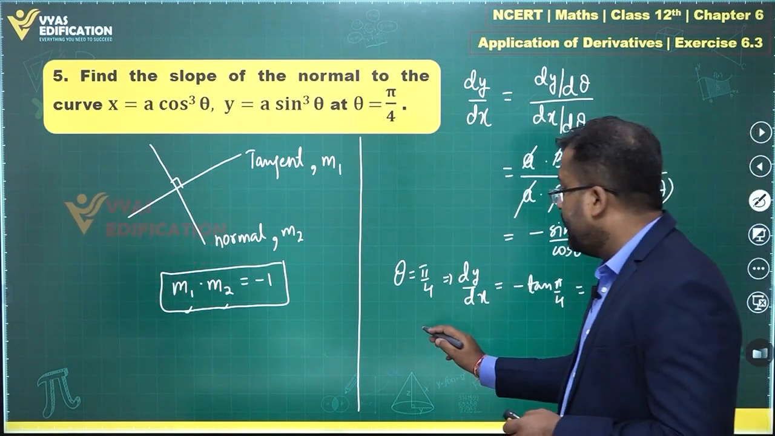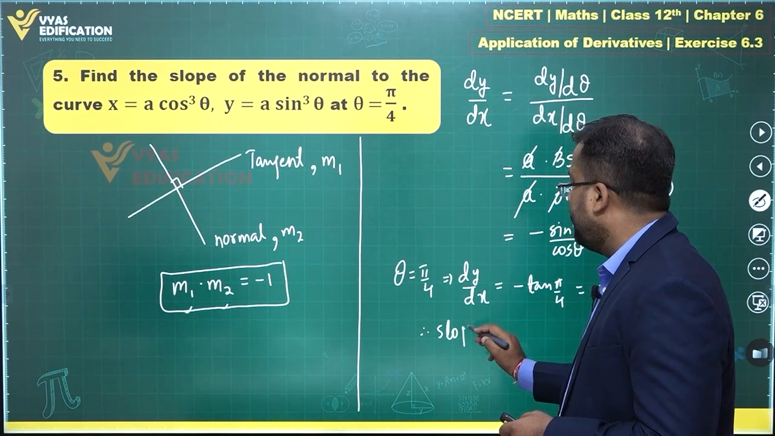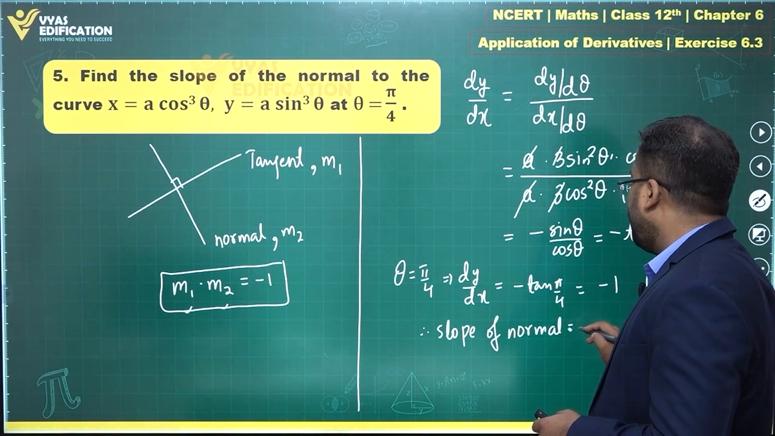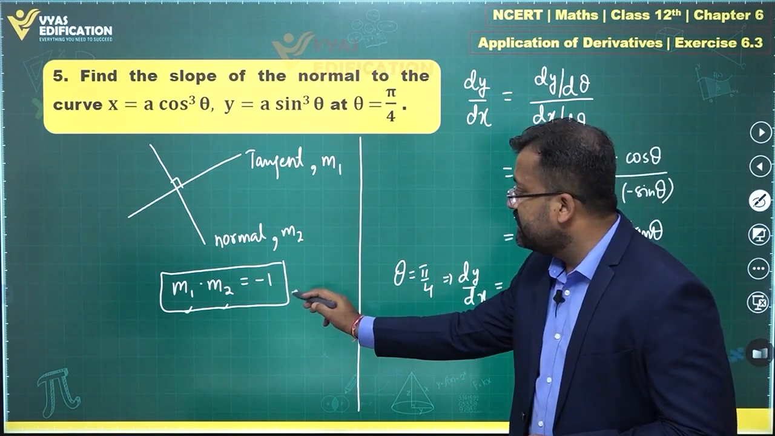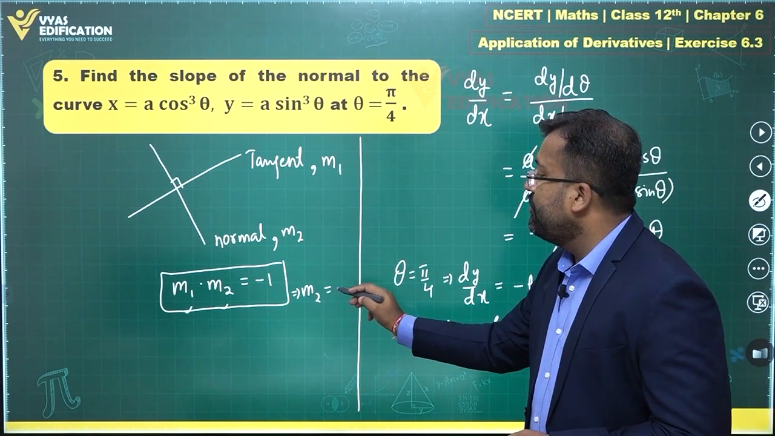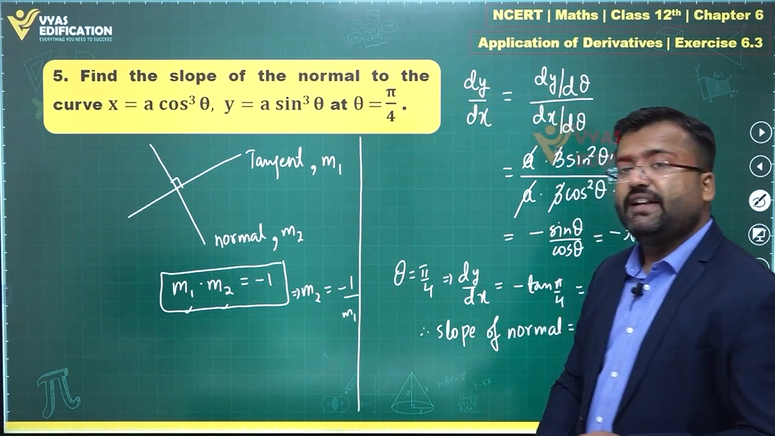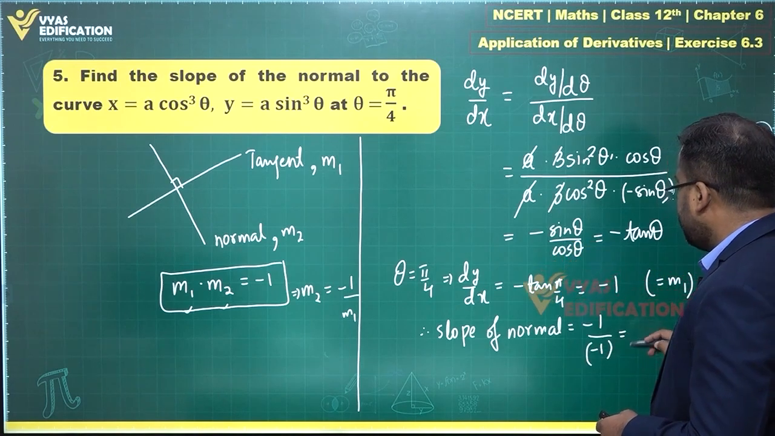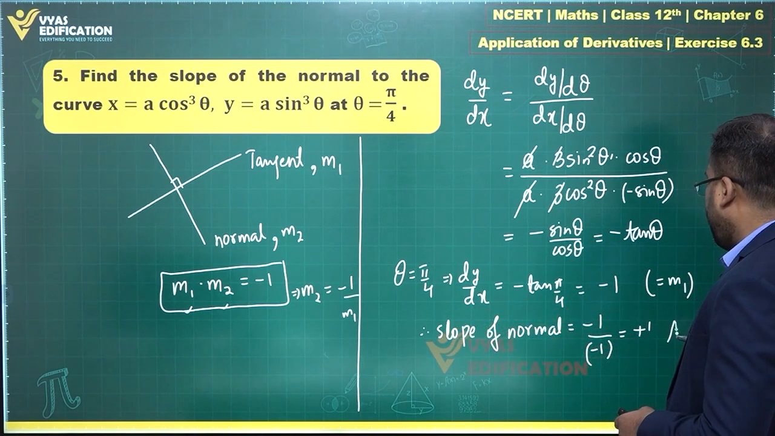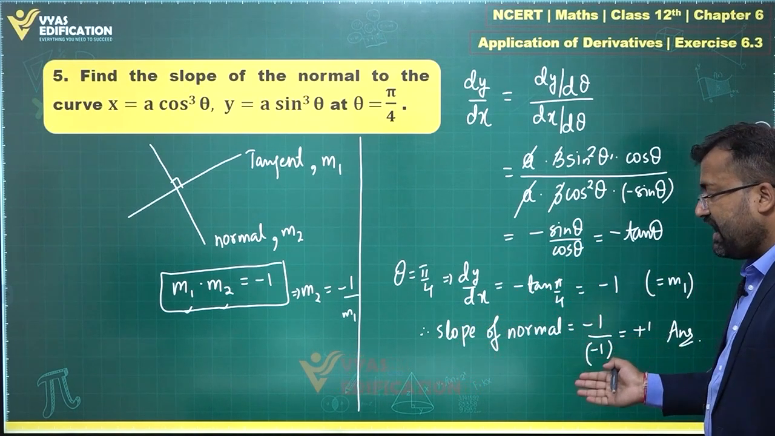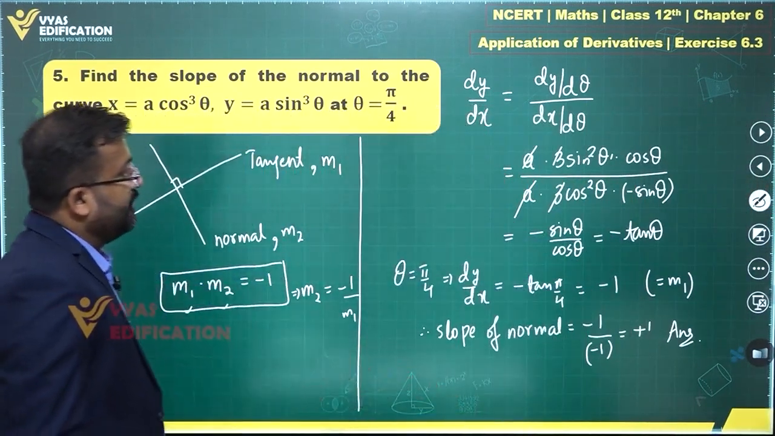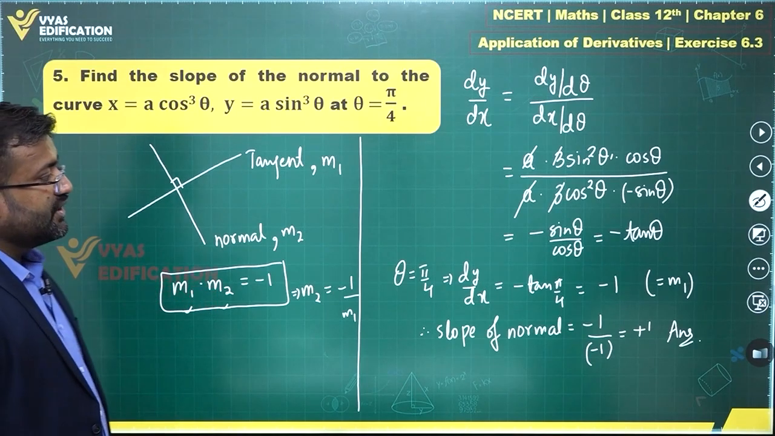So therefore, the slope of the normal will be equal to what? The slope of the normal, m2, as you can observe, will be minus 1 upon m1, right? This is what you'll get. This is minus 1 upon m1, which is minus 1 upon minus 1. This becomes plus 1, and yes, that is my required answer for this question over here, as you can see behind me. That's the complete solution for this question.